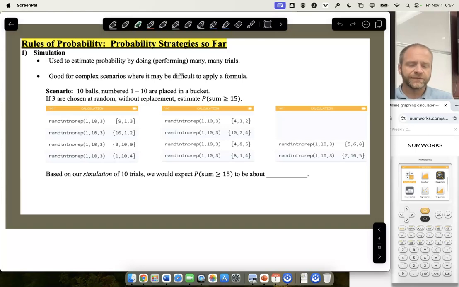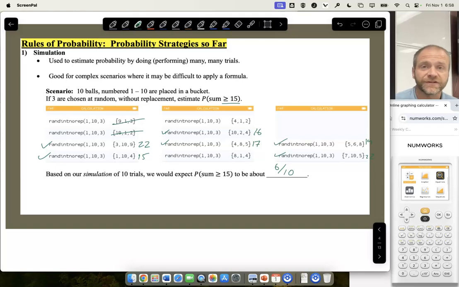So this is 9 plus 1 plus 3 is 13. This is 13. This is 22. So that is a success. This is 15 exactly. Let's take a look: greater than or equal to. So I can count that one. That is 4, 1, 2 is 7. This is 16, so this one works. 12 and 5 is 17. That one works. That one's 13. That one does not work. Then 11 and 8 is 19. That one works. 7 and 10 and 5 is 22. That one works. So 1, 2, 3, 4, 5, 6. 6 out of my 10 trials.